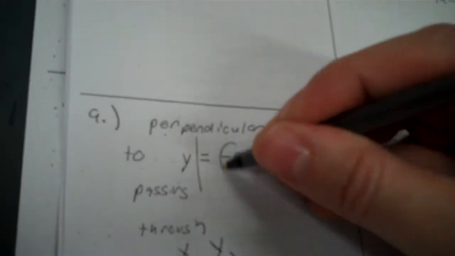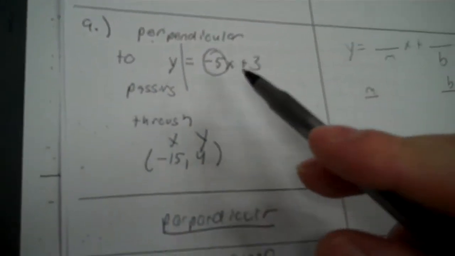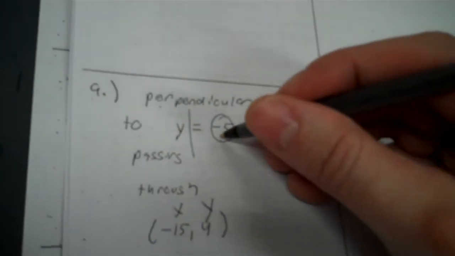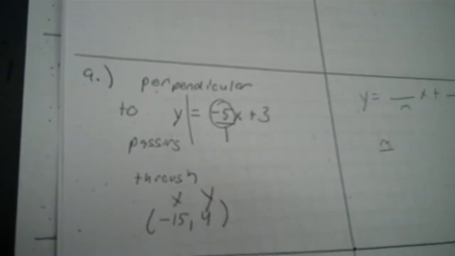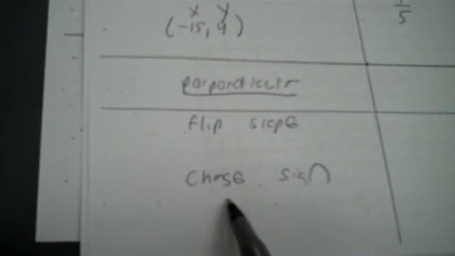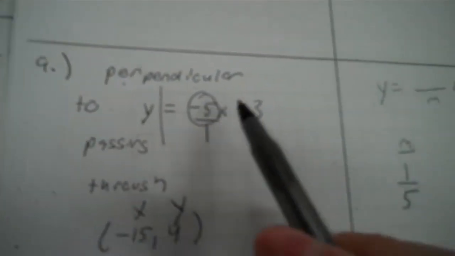So what's the slope in this line that I was given? Well, y is by itself, so the slope right there is negative 5. But I need to flip that. So first I'll make it a fraction. I'll put a 1 under it, but I need to then flip it to 1/5. And then change the sign. So if it's negative up there, I want to keep this positive right here. So my m is 1/5.